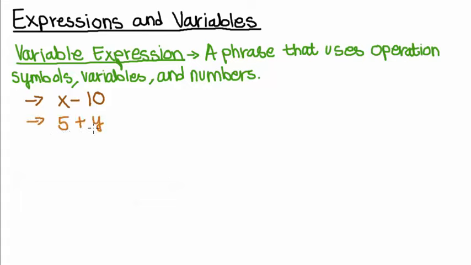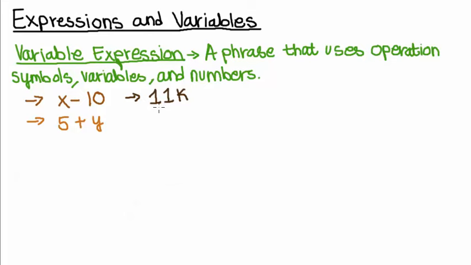5 plus y is an example of a variable expression. Another example of a variable expression is this right here. This right here is read as 11 times k. Now, you may not see an operation symbol over here, but it is implied that the number 11 and the variable k are being multiplied to each other.